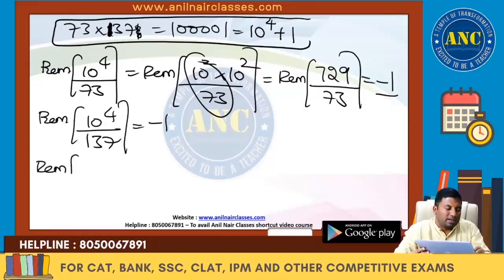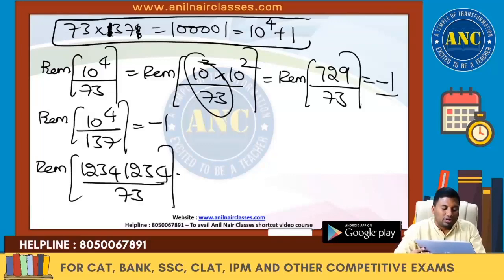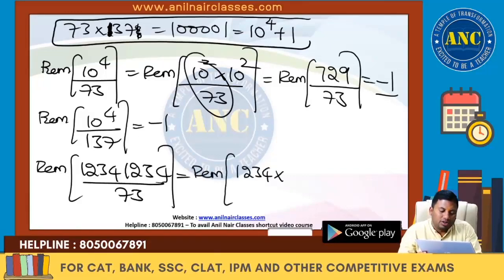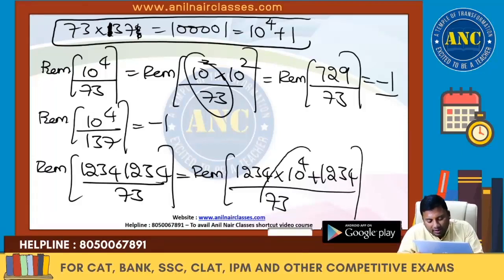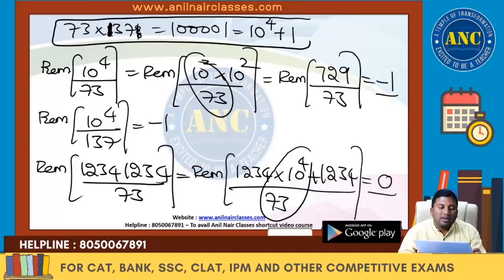Suppose I take a question like this: 1 2 3 4 1 2 3 4 divided by 73. So here it is 1 2 3 4 into 10 power 4 plus 1 2 3 4, divided by 73. These give minus 1. Minus 1 plus 1 is 0. Very, very important key point.